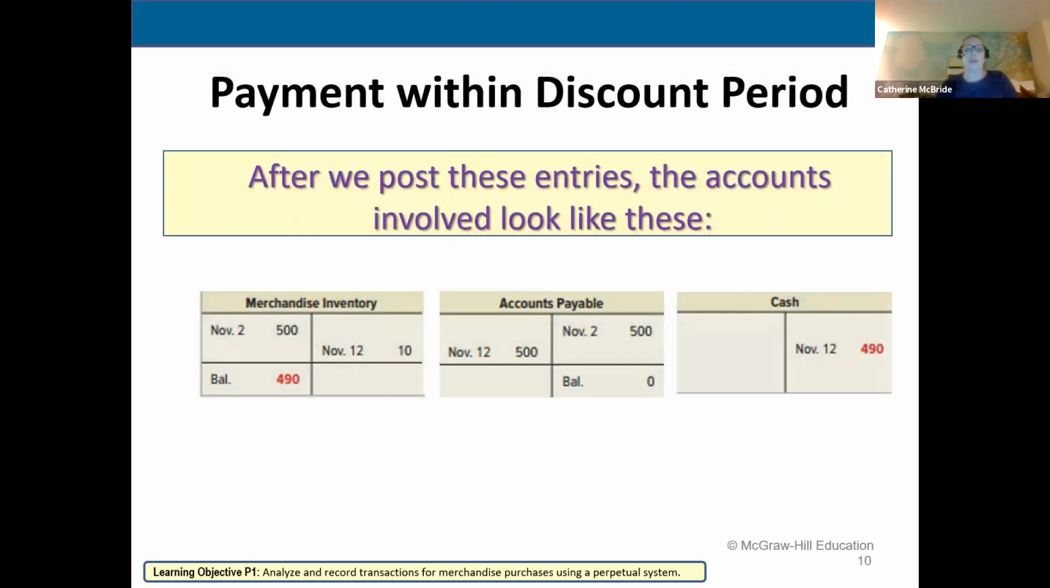So this is what it looks like. We started with $500 in merchandise inventory. We subtracted 10, so now we have 490. On our balance sheet, we have $490 in merchandise inventory. In accounts payable, we started with 500. We know we need 0, so we took the entire 500 out, and we reduced our cash for the amount of the check, 490.